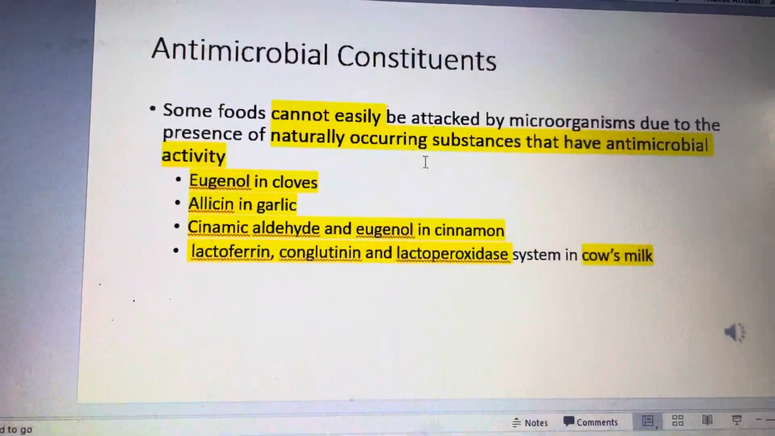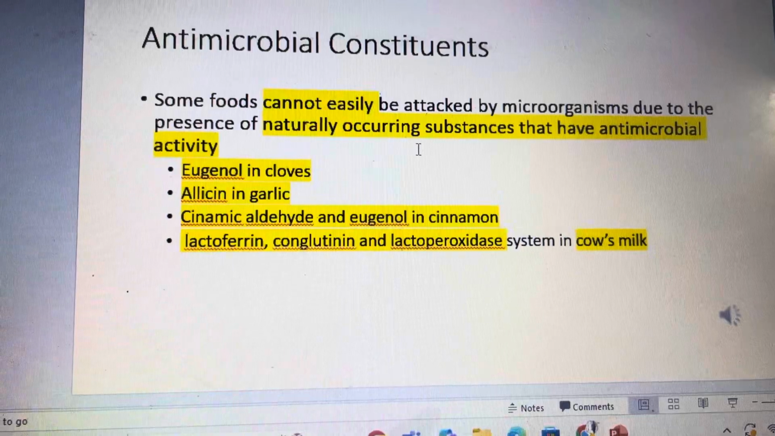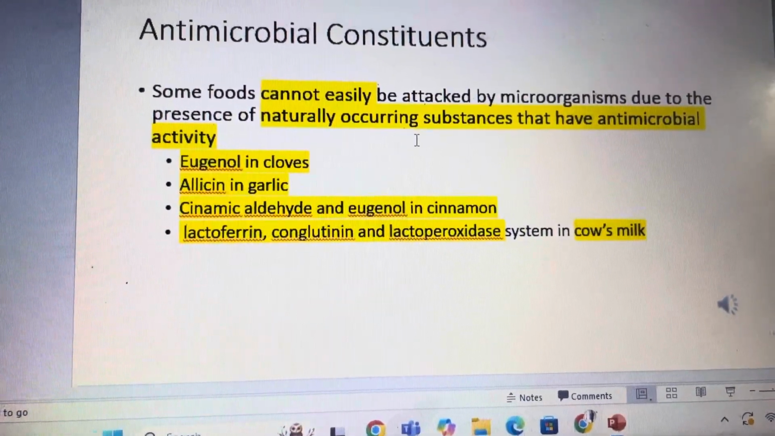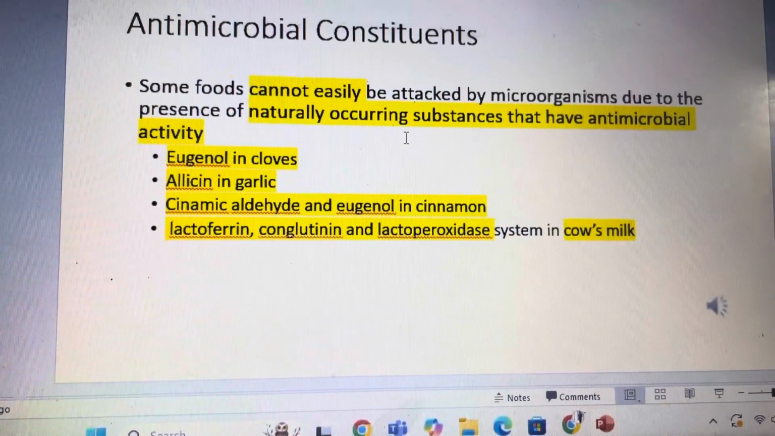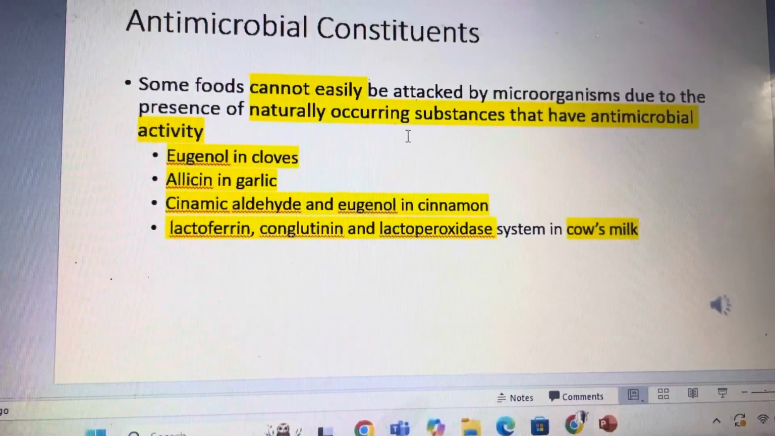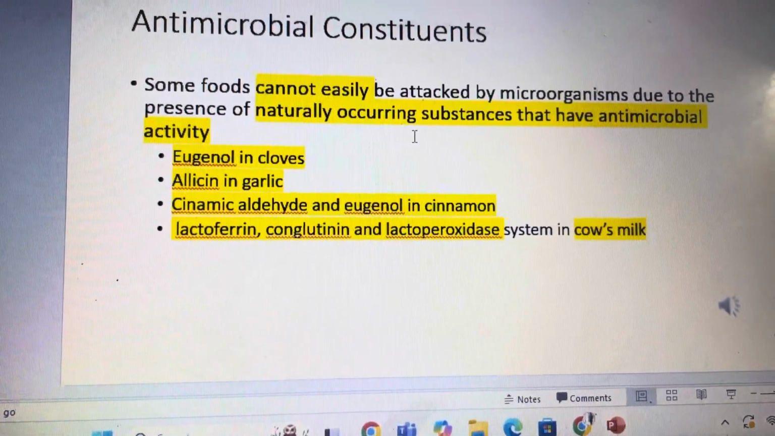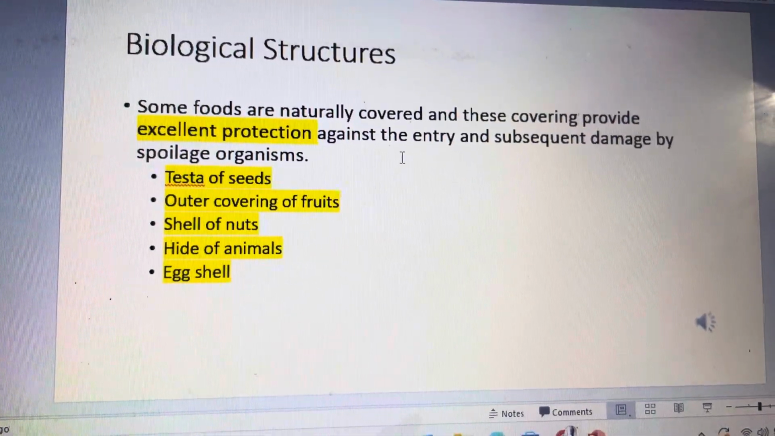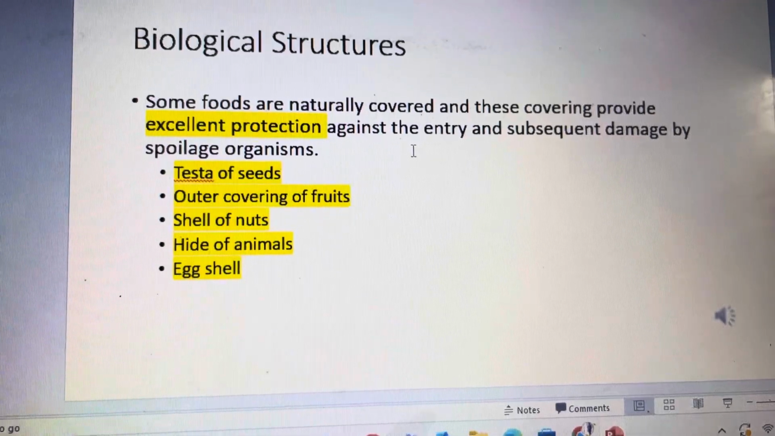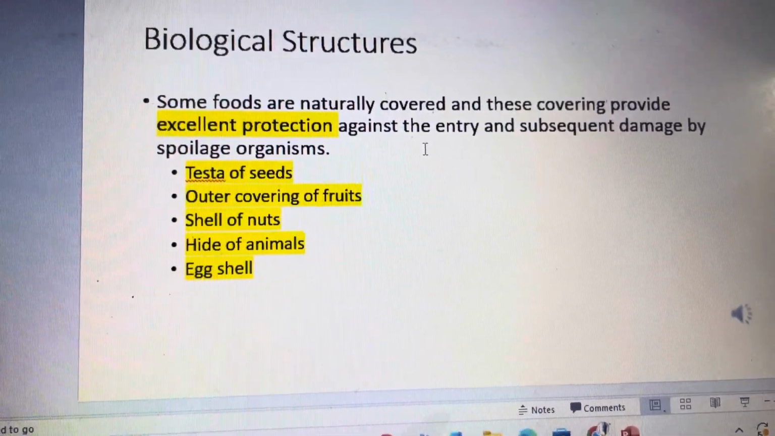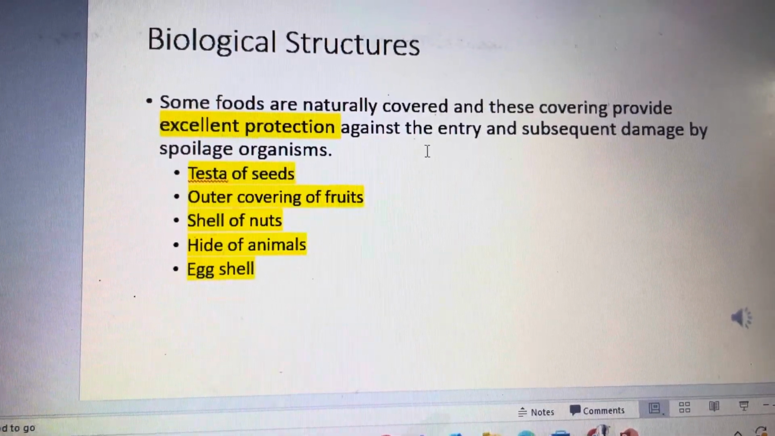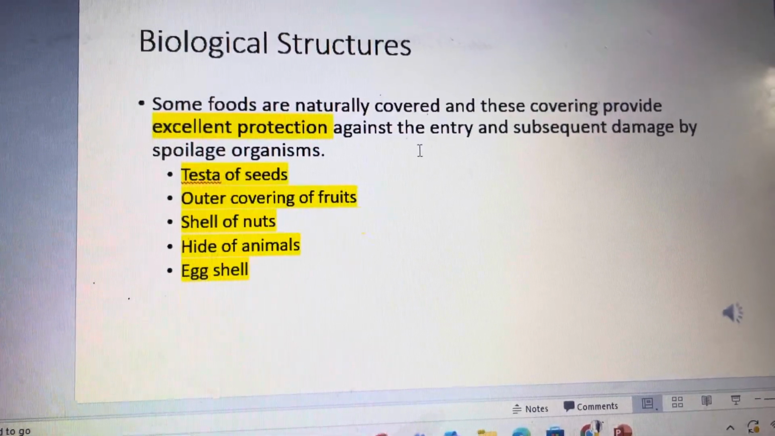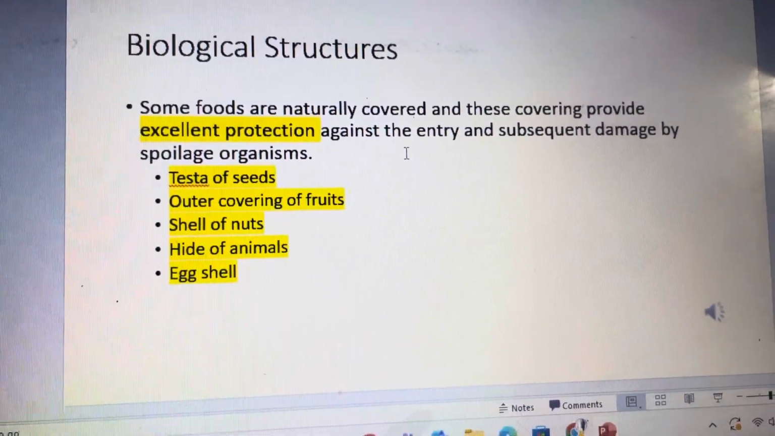Antimicrobial constituents means some foods cannot easily be attacked by microorganisms because of the presence of naturally occurring substances that have antimicrobial activity. For example, garlic contains allicin. Biological structures are another intrinsic factor, which are barrier properties that protect the food from microorganisms.